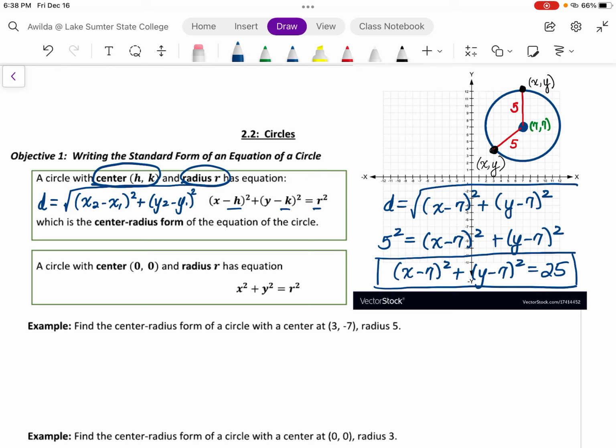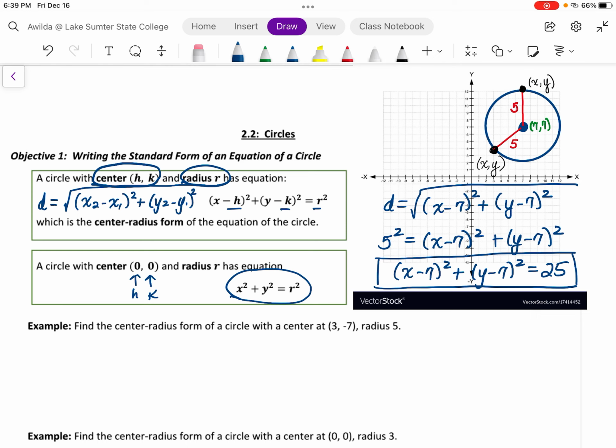Now, all circles can be centered at any point on the xy plane. If the center of the circle is actually the origin, then h and k will essentially be 0 and 0. In the event that the circle is centered at the origin, the equation simplifies to simply x squared plus y squared is equal to r squared. Because, of course, x minus 0 simplifies to just x, and y minus 0 simplifies to just y.